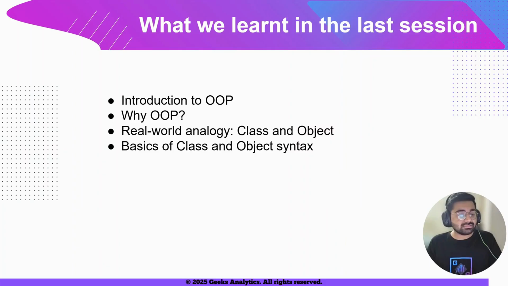So in the last session, we got introduced to object-oriented programming and why to use it. Then we had a comparison with the real-world analogy of blueprint and objects. And then we created a very basic class with the class attributes and saw the syntax for the object.